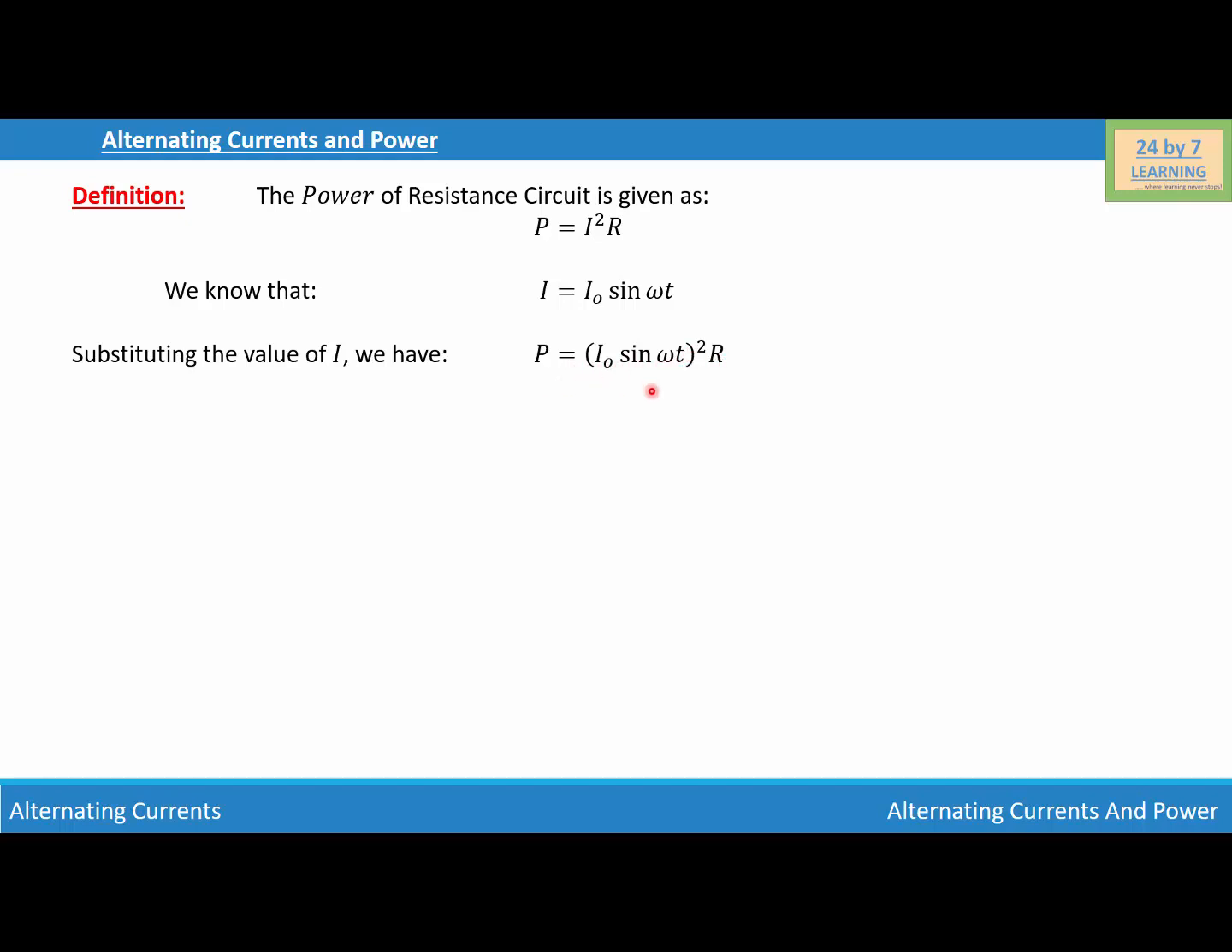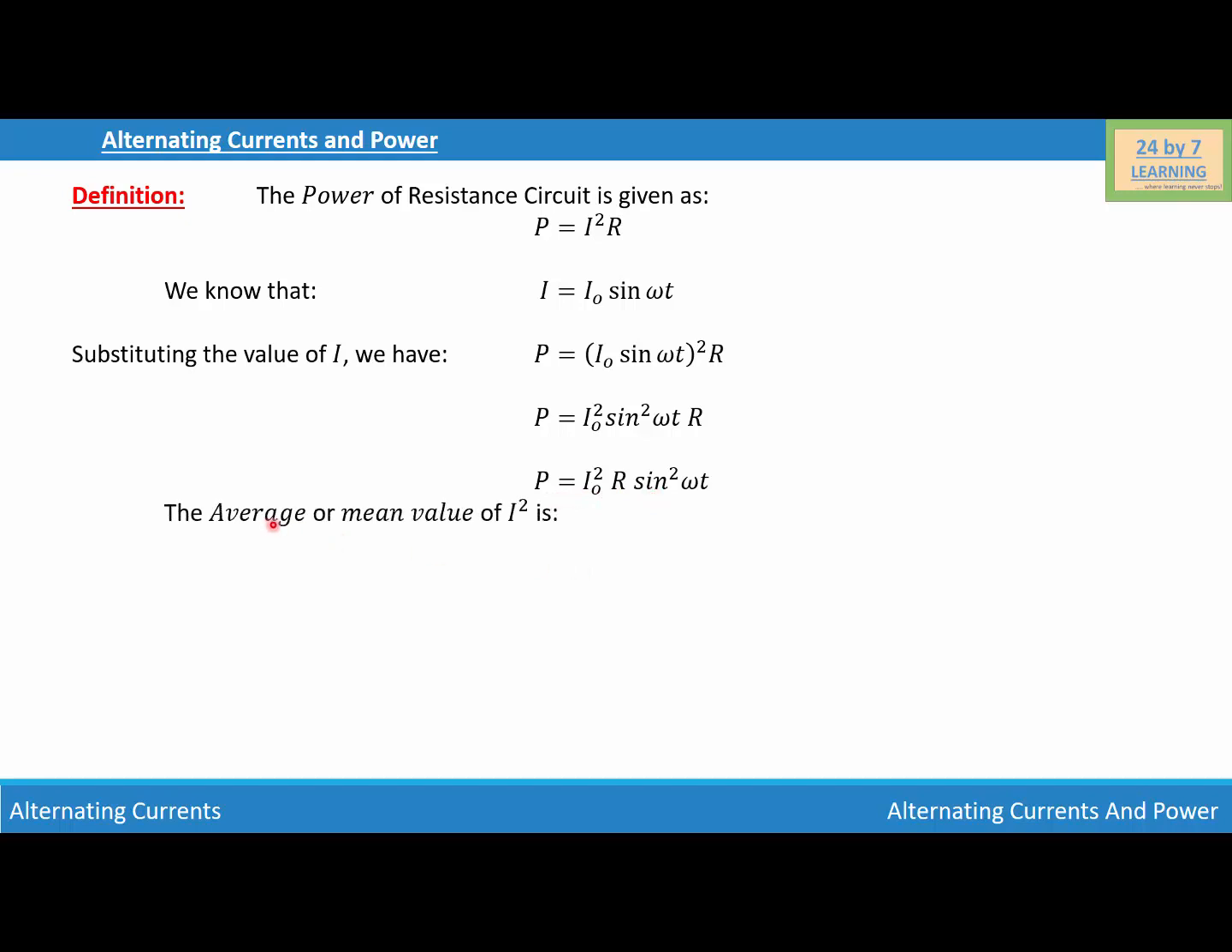Let's simplify further, and if we do that, we will get P = I₀² sin²ωt times R. Now what I want to do is keep my I and R together. So if I do that, I will write P = I₀² R times sin²ωt.